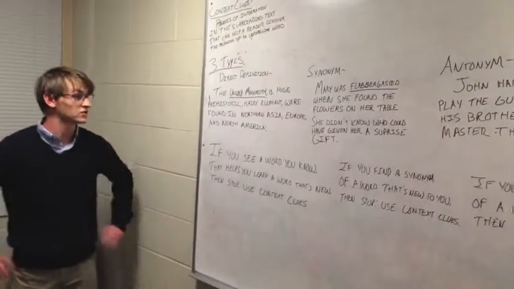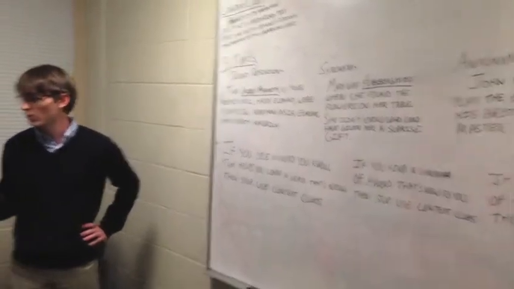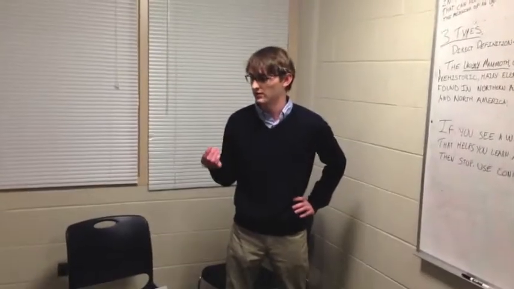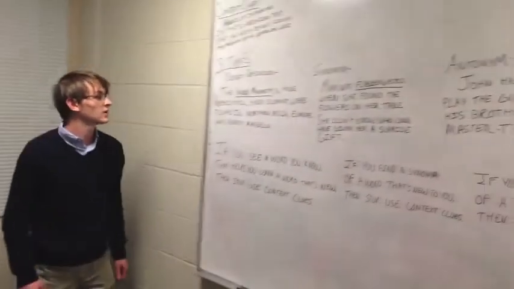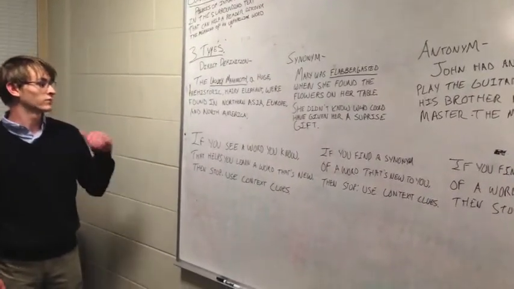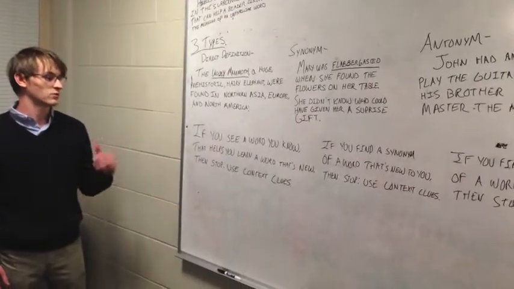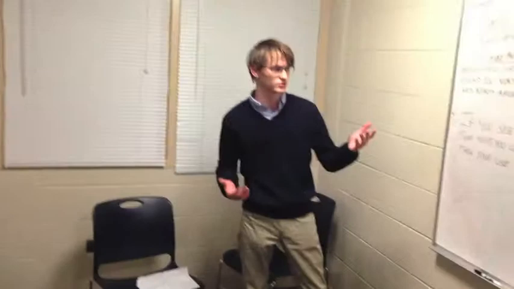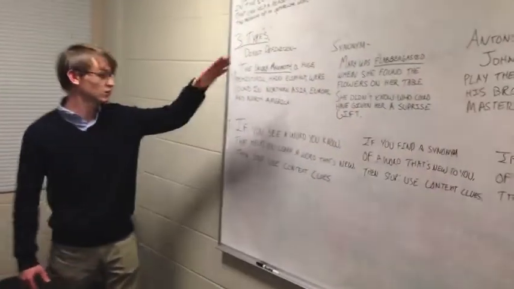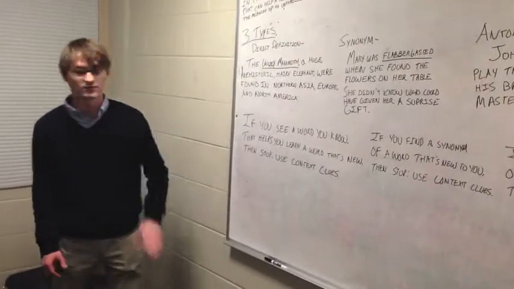You have direct definition context clues, where the definition of the word you don't understand immediately follows the word that you don't understand. For instance, the woolly mammoth, a huge prehistoric hairy elephant, were found in northern Asia, Europe, and North America. If you don't know what the word woolly mammoth means, you don't have to look in the glossary of your science textbook or your history textbook for a definition. It states it right after the word. It's a huge prehistoric hairy elephant, right there.